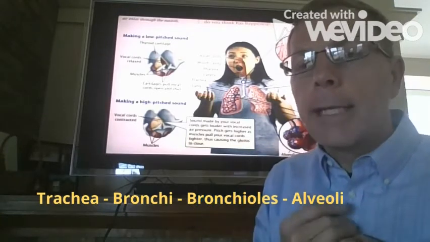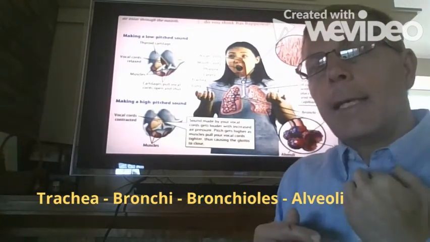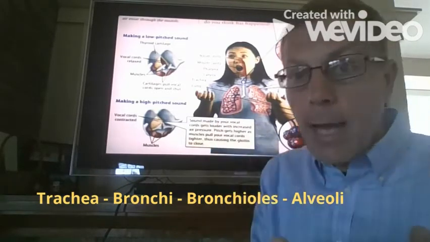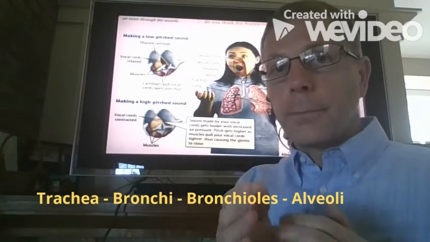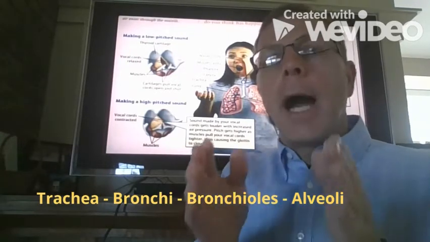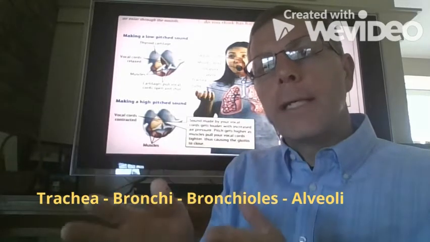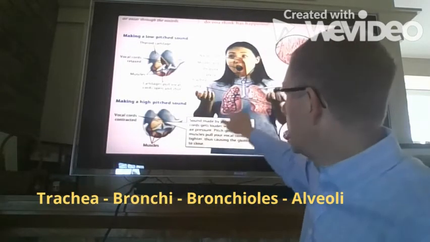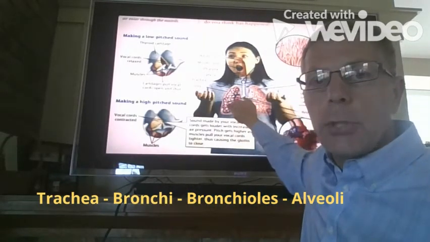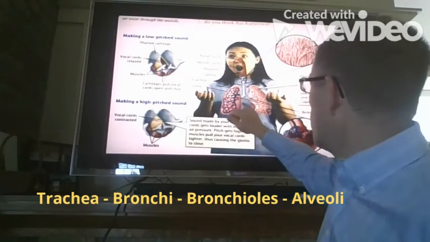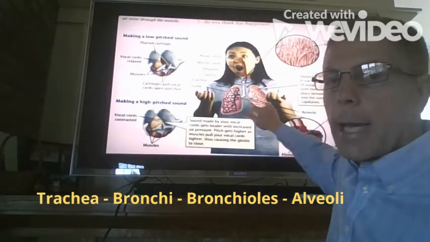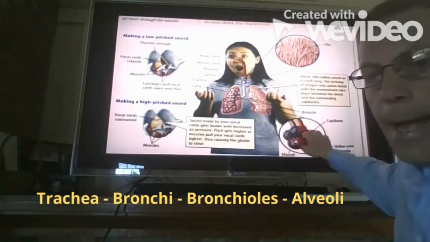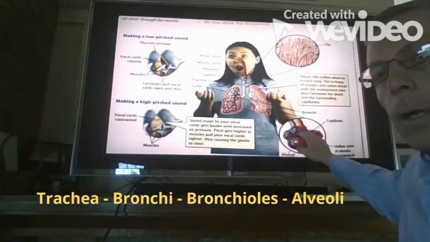Remember, there's that little flap called the epiglottis. That epiglottis helps prevent food from going down your trachea. Food wants to go down our esophagus in our digestive system. Our trachea is part of our respiratory system, our breathing system. So it comes down our trachea, and then it branches into two tubes called the bronchi. Then the bronchi branch into bronchioles and so forth until they get down to the very end, to what we call the alveoli.